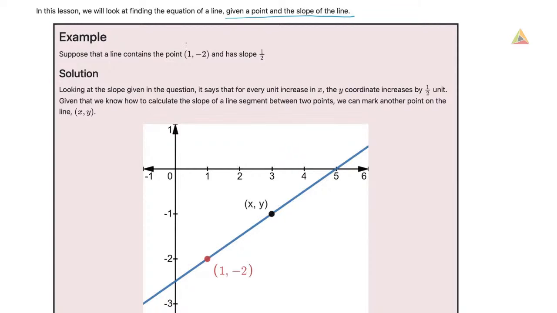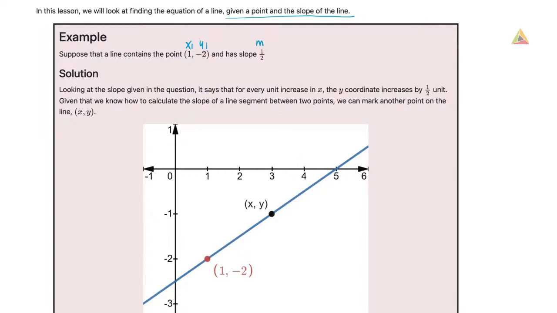So I'm going to just label that x1 and y1. And it has a slope of a half. And we're going to use the proper symbol for the slope, which is m. So there's a slope of a half and you've got your point. Now, looking at the slope given in the question, it says that for every unit increase in x, the y coordinate increases by half a unit.